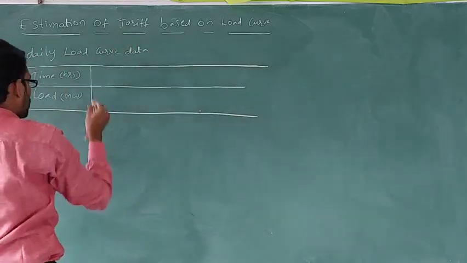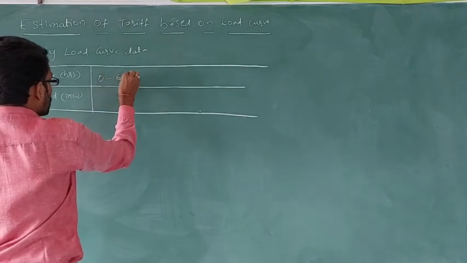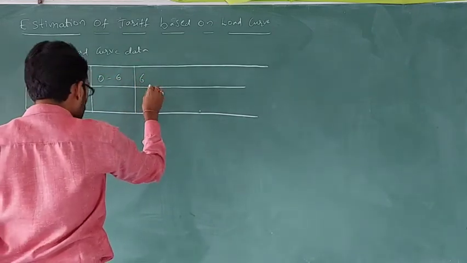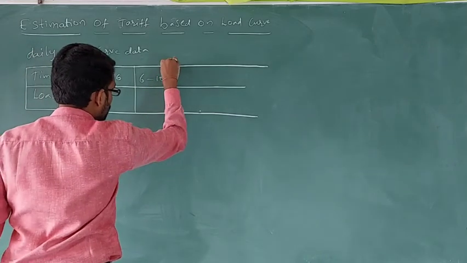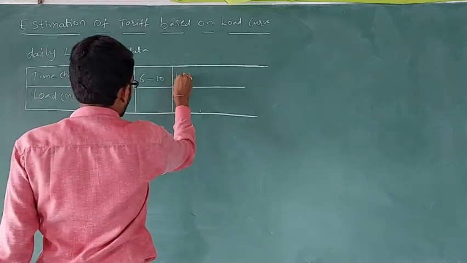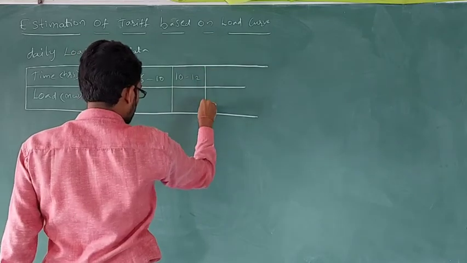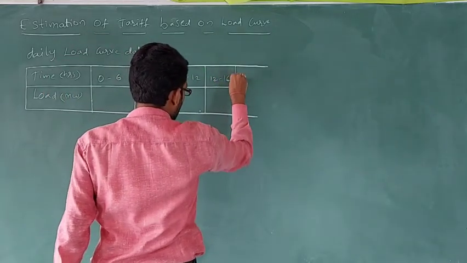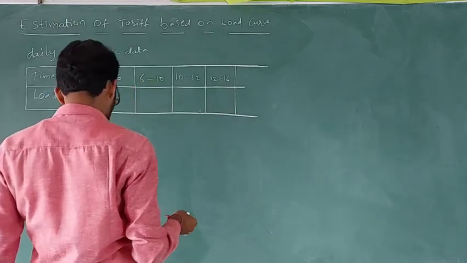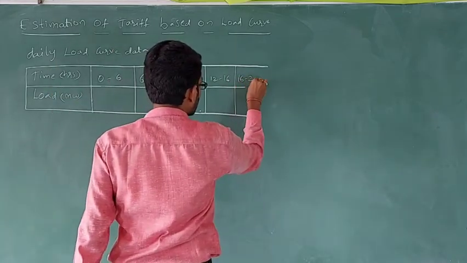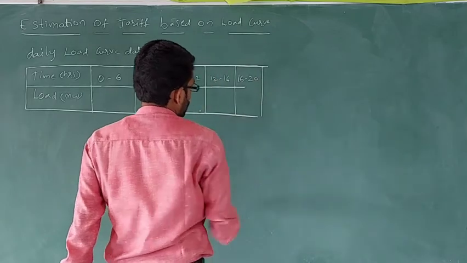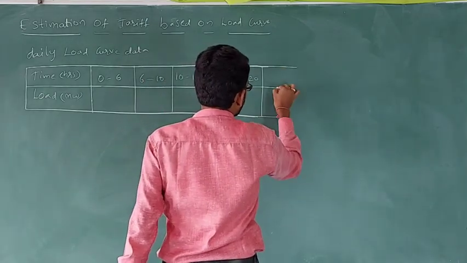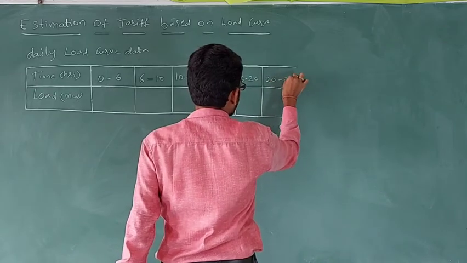So, first it is given 0 to 6 hours, and then 6 to 10 hours, again 10 to 12, and again 12 to 16, and then 16 to 20, and then 20 to 24.